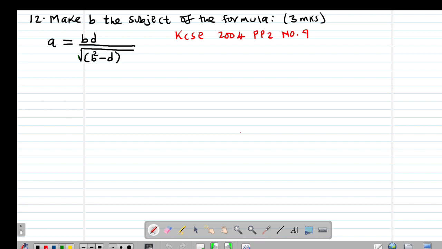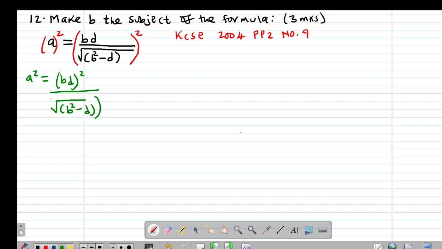So the first step, I'm going to eliminate the root by squaring both sides of this particular equation so that I can do away with the root. So I'm going to square this side, I also square this other side. So on the left hand side, I'll get A squared being equal to, of course, the square will affect both the numerator and the denominator. So this will be BD squared, I square the numerator, then divided by, we also square the denominator, which is actually the root of B squared minus D.